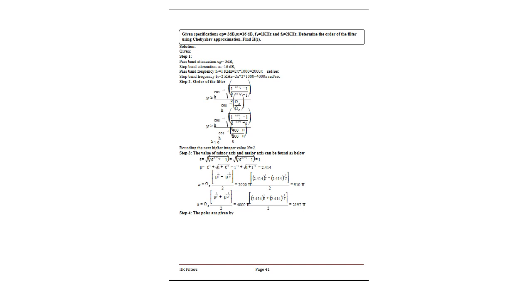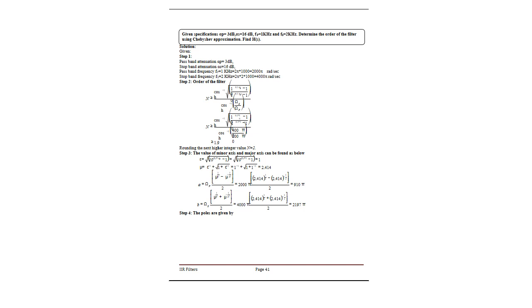Step 3: the values of the minor axis and major axis can be found as below. Epsilon is equal to root of 10 to the power of 0.1 alpha p minus 1, that is equal to 1. Next is the mu value, that is epsilon inverse plus root of 1 plus epsilon inverse squared, that is 1 inverse plus root of 1 plus 1 to the power of minus 2, that is 2.414.